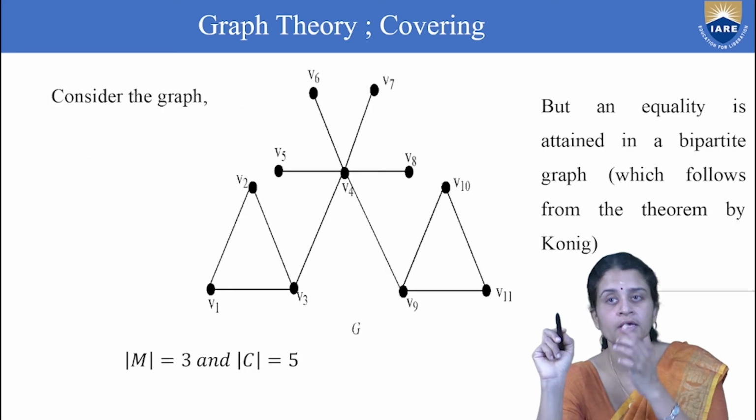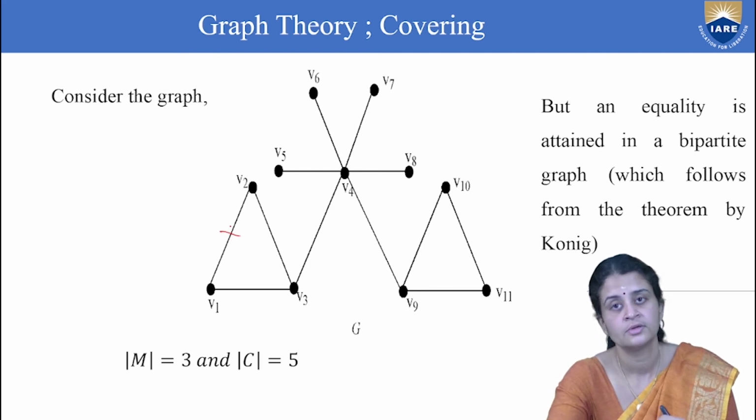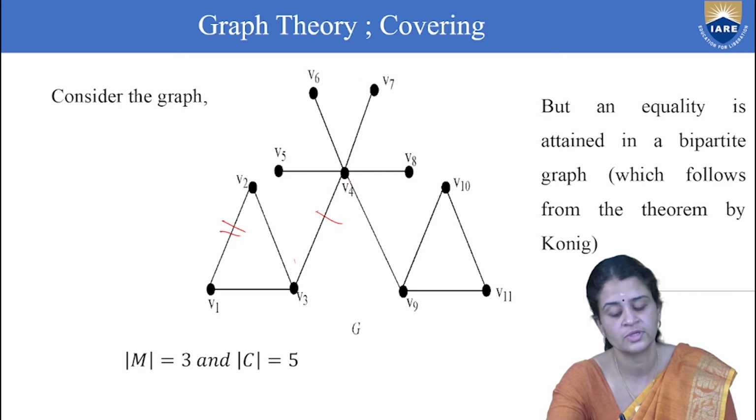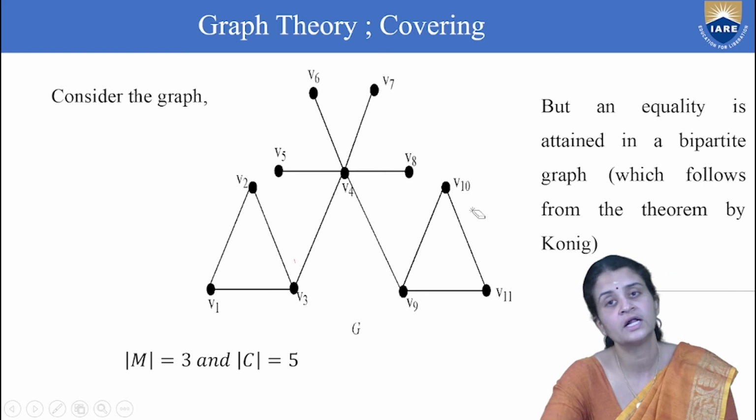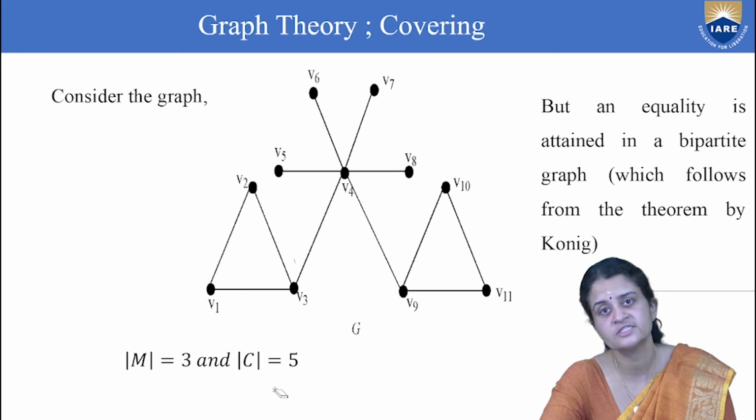We'll see. Here, what is M? From the definition, M is a set of edges which are non-adjacent. So if I take this edge, can I take any of these edges? No. So I can take this edge. If I take this edge, can I take any of these edges? No. Then from here, I can take one more edge. So the cardinality of M is equal to 3. I hope you are familiar with the definition of matching. And from here, we have already seen that the vertex covering is 5.